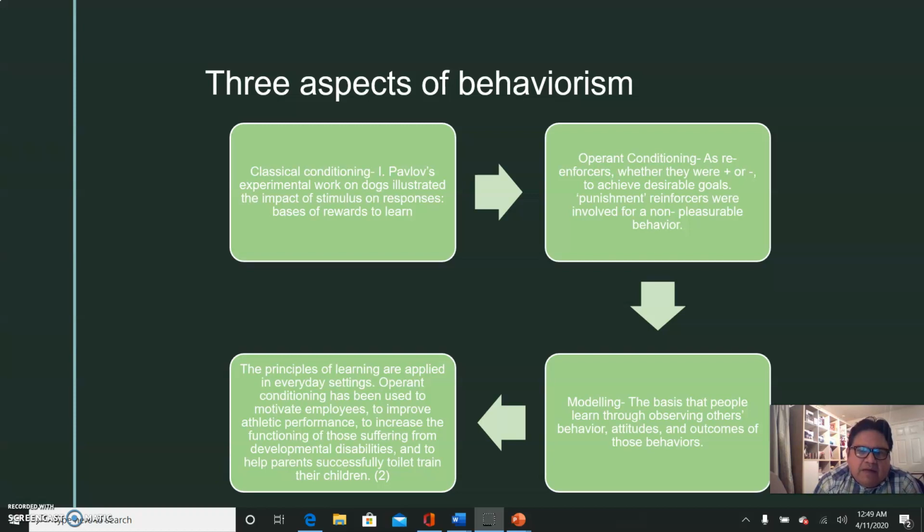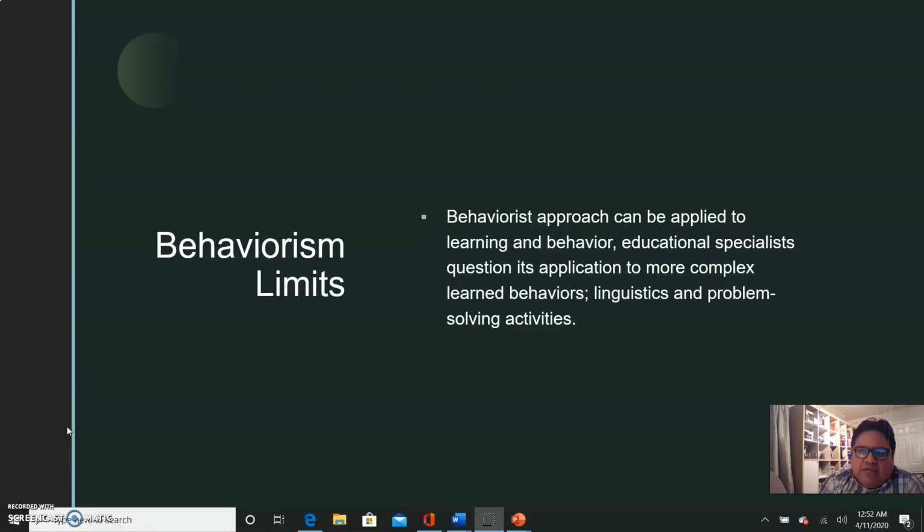These principles have been found to be used on a daily basis. An example is operant conditioning, which has been used to motivate employees, improve athletic performances, and simply potty train your child. Educational specialists feel behaviorism can be used for learning and behavior, but question its application for more complex learning, such as linguistic and problem-solving activities.